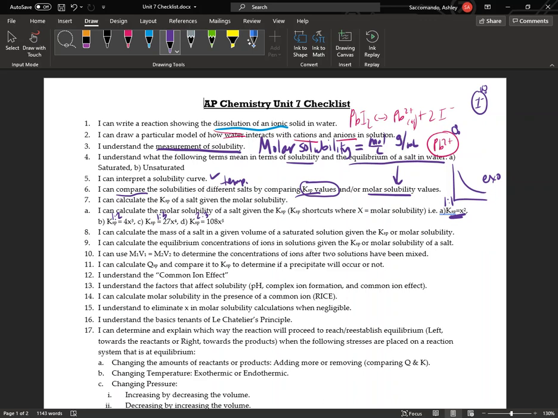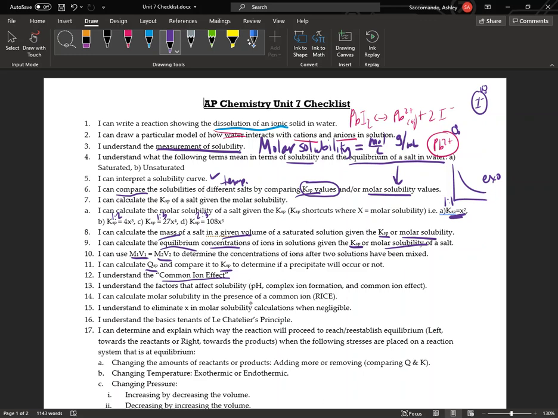I can calculate the mass of the salt given the volume of saturated solution, given the Ksp or the molar solubility. Yes, those are all just conversion things you can do after the fact. I can calculate equilibrium concentrations given Ksp or molar solubility. Definitely can show you that too. I can use M1V1 to determine concentrations after they've been mixed. Remember, that's the Qsp versus the Ksp type problem. And we also just talked about the common ion effect, where anytime there's a common ion, it's going to decrease the solubility, and it's going to shift left towards the solid salt.